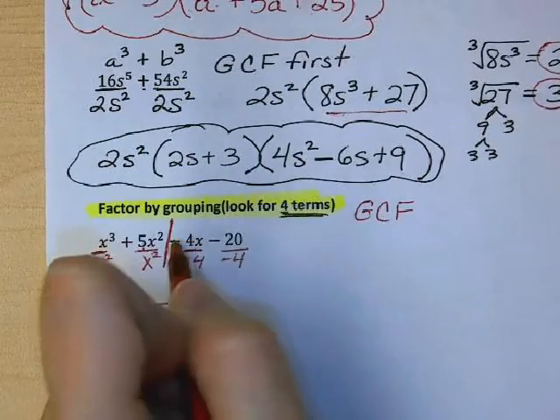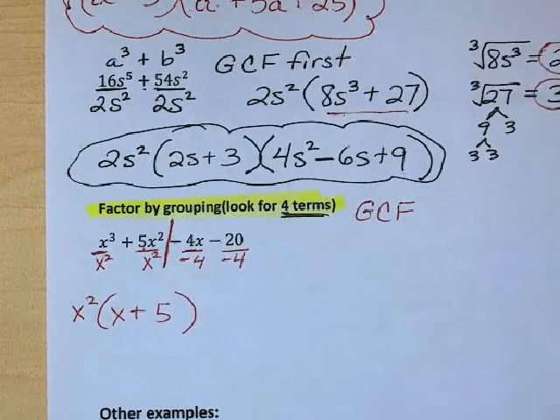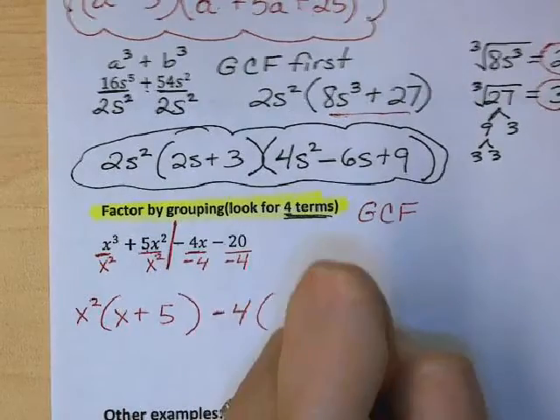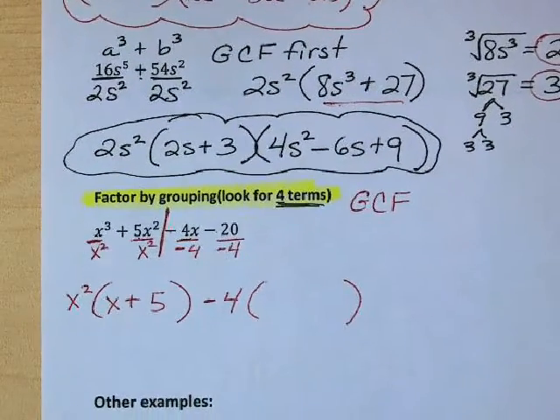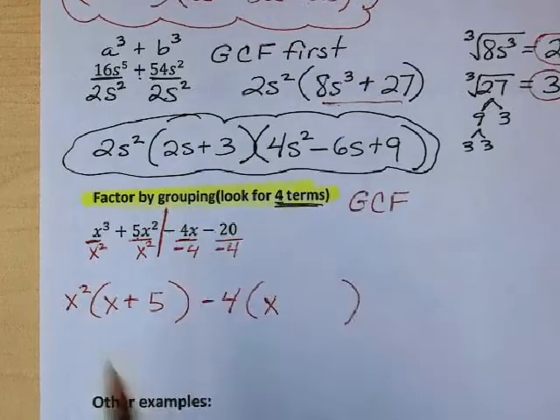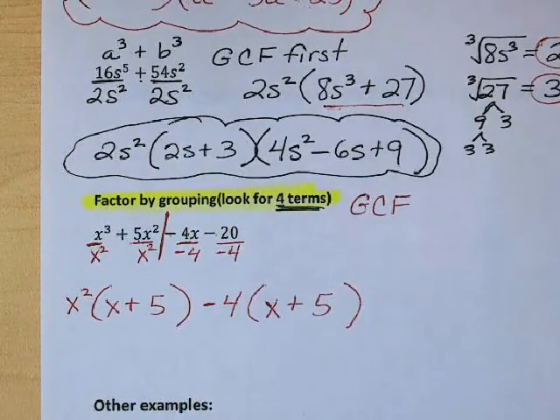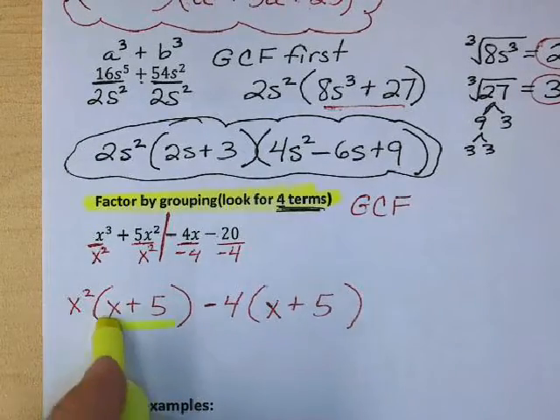And if you see that both of them are negative, if you see negatives, a lot of times you do want to divide by the negative also, like -4. So if I divide by -4, what do I have left? X plus 5. Now, you should notice that these match.